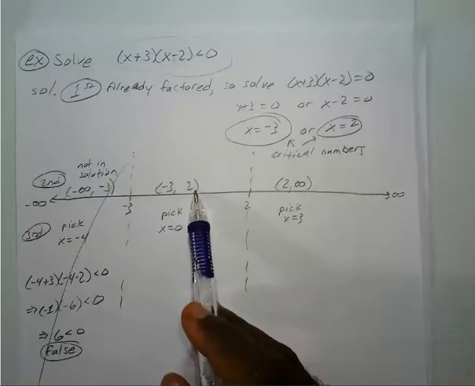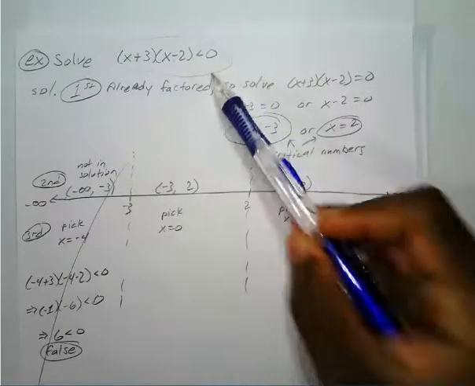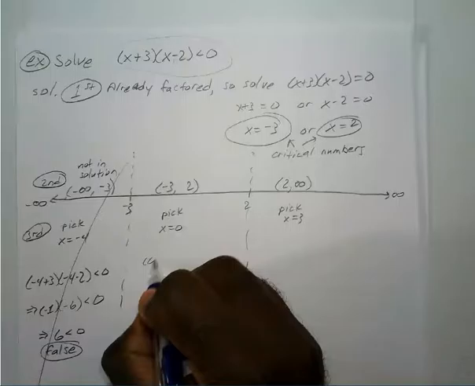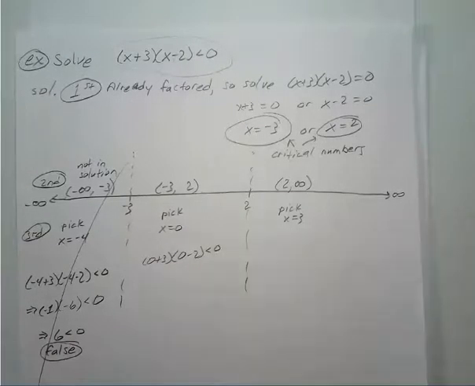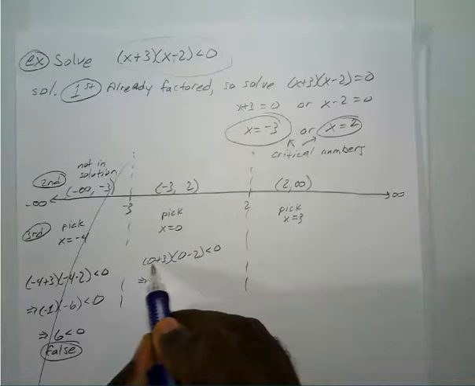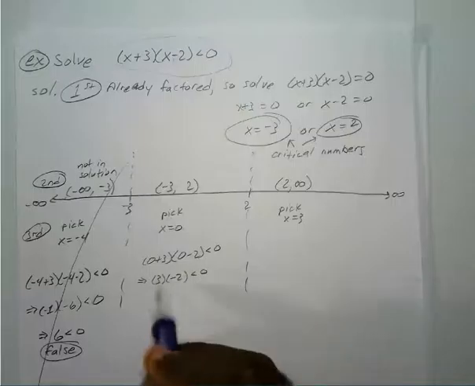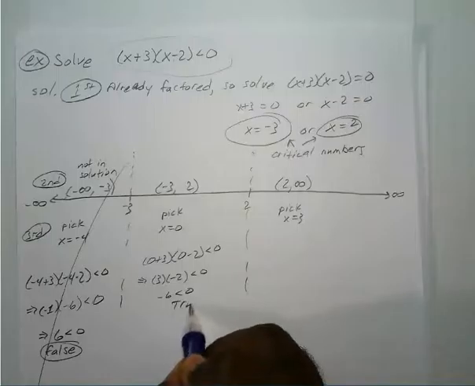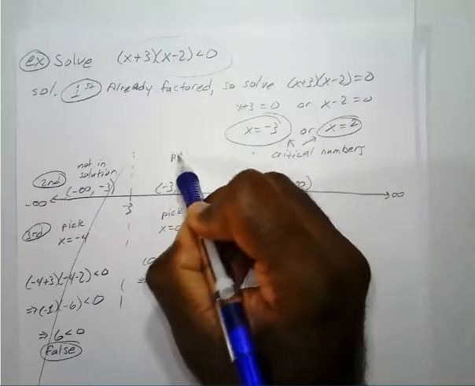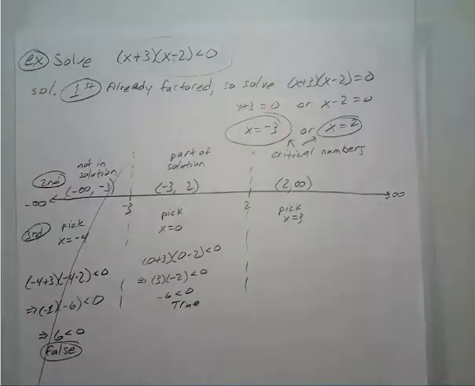Alright, so now we do the same thing with -3 to 2, where we pick x equals 0. Again, we plug in 0 for x here. So that gives us 0 plus 3 times 0 minus 2 is less than 0. 0 plus 3 is 3, so you have 3. 0 minus 2 is -2. So here we have -6 is less than 0, which is true. So it's part of the solution set. Okay, so we don't cross that one out.